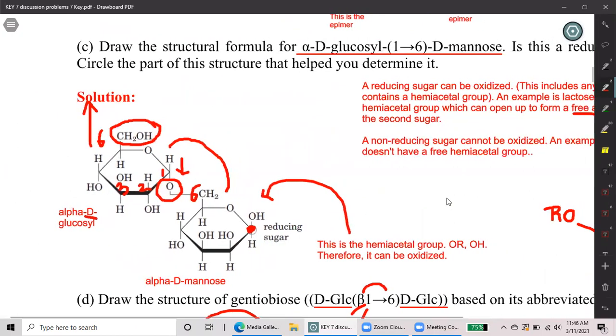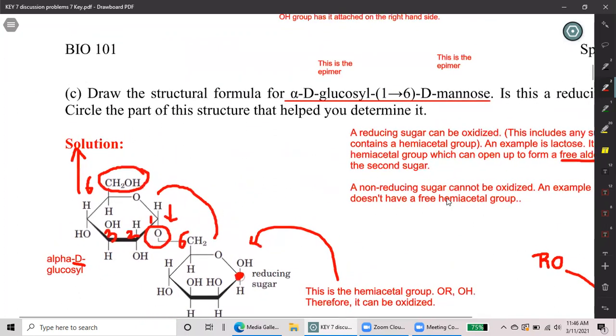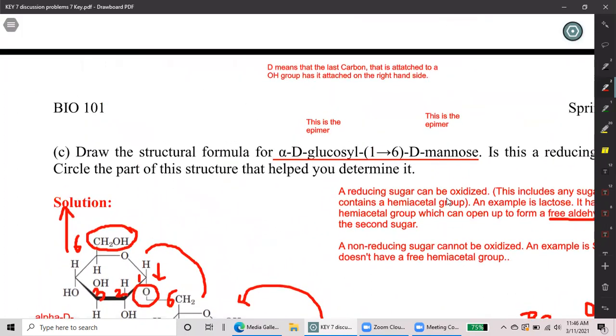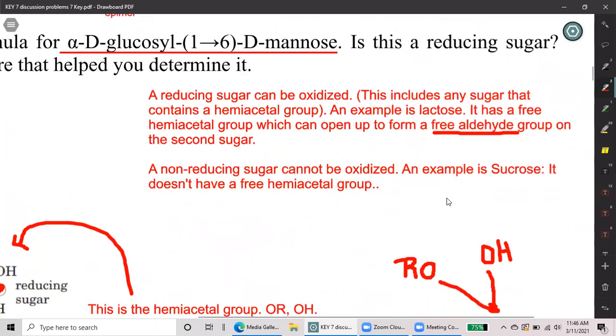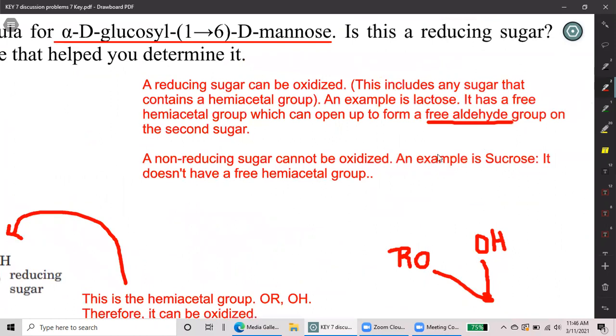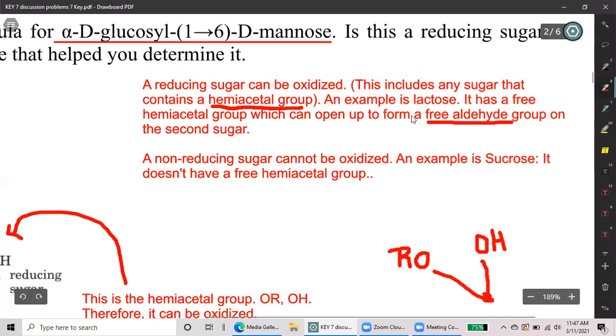Okay. So here I added some more vocabulary. Let's see. Okay, so what is a reducing sugar? A reducing sugar is a sugar that can be oxidized. This includes any sugar that contains a hemiacetal group. Okay, an example is lactose. So lactose is a reducing sugar because it has a hemiacetal group.